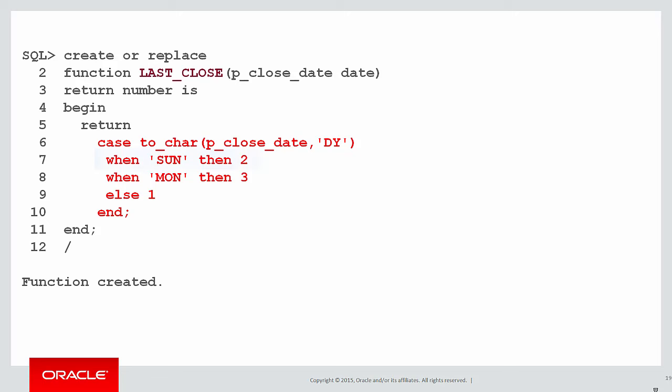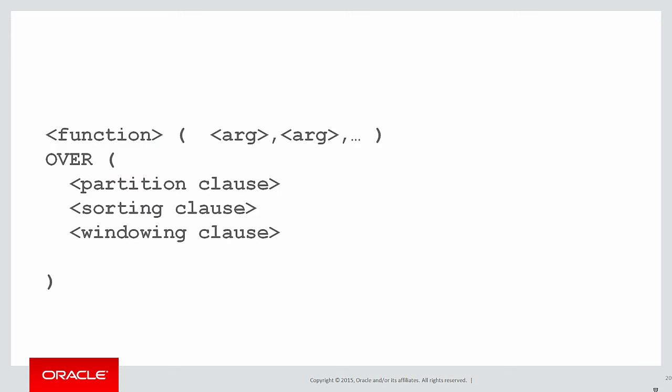And we can see that on a Sunday, we need to look back 2 days, as we saw in the previous diagram. On a Monday, we need to look back 3 days. But for all other days, the close of books is going to be just 1 day beforehand. So we need to take the incoming date, the close date, and dynamically work out how far to look back. Let's now plug that into our analytic function.